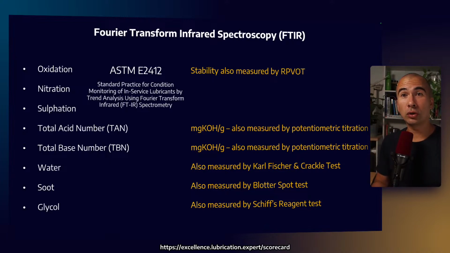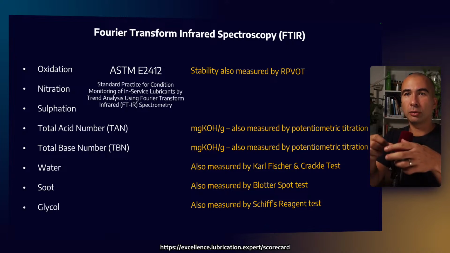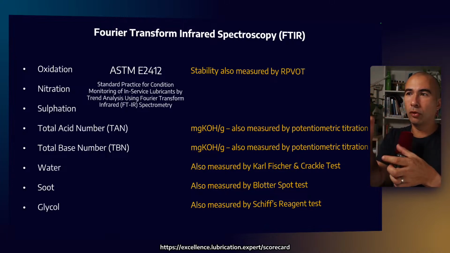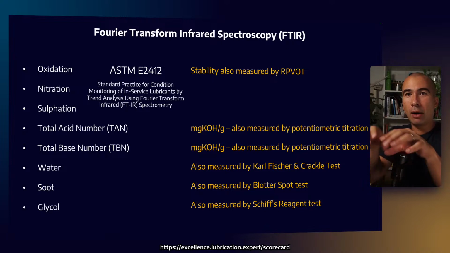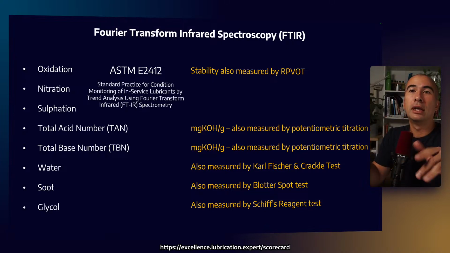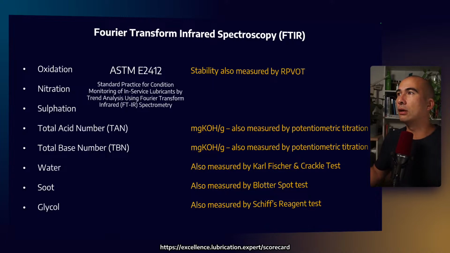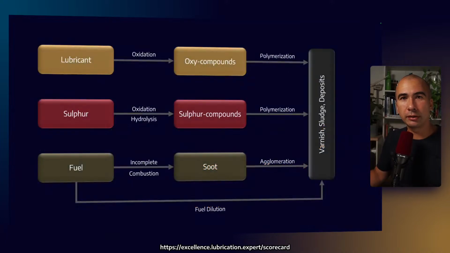Now note that soot in the field can also be measured by what we call the blotter spot test. So it's almost like putting a blob of oil onto kind of like a little piece of paper, and we see how much it disperses. And it gives you a measure of the dispersancy of the oil and how much soot buildup there is.